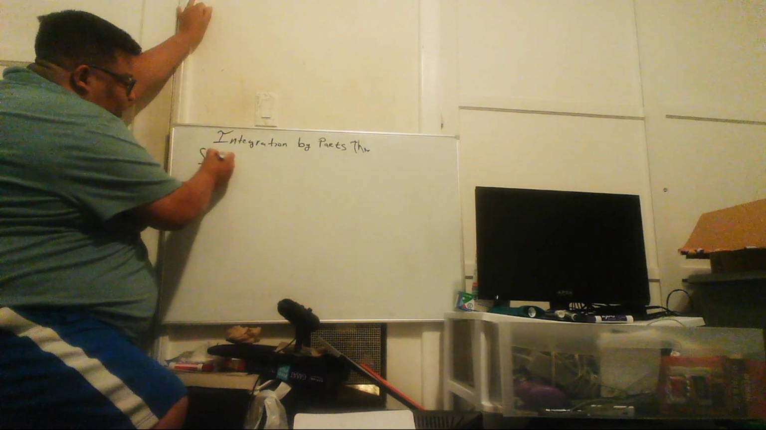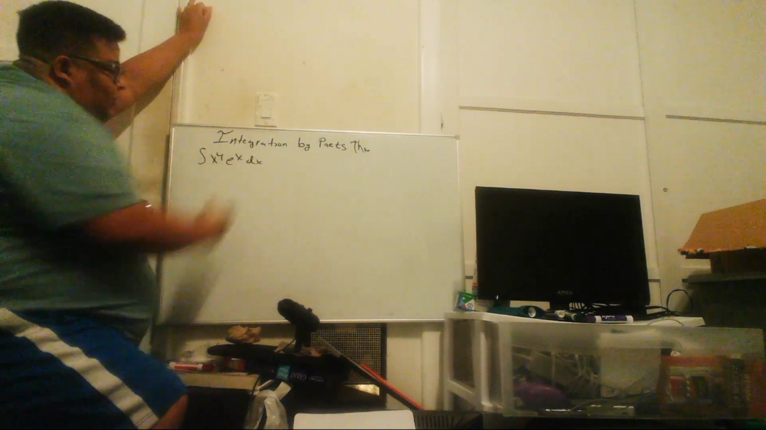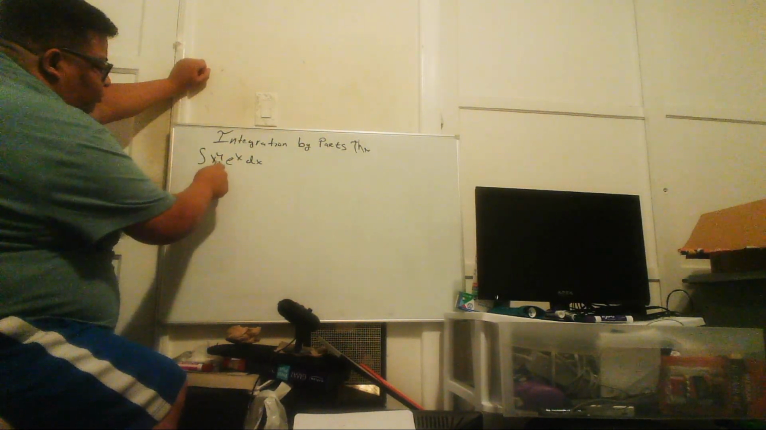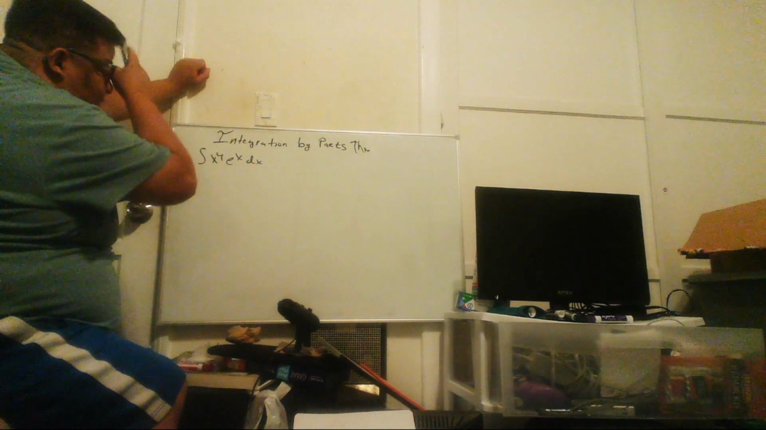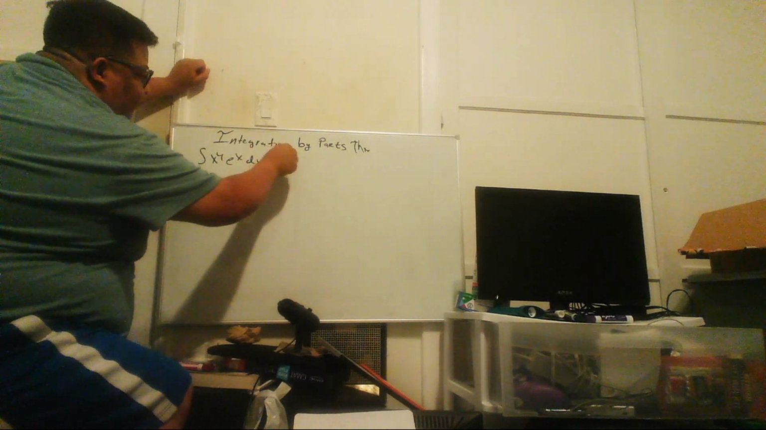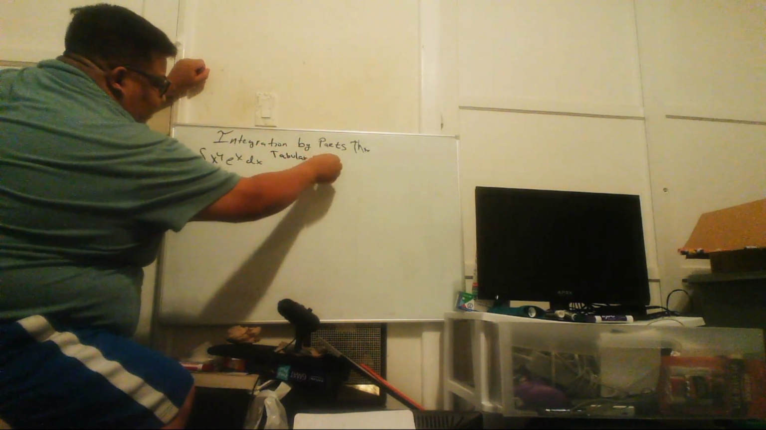We're gonna do the integral of x to the 4 e to the x dx. So when you have an integral of the form x to the power and e to the x, you're gonna use something called integration by parts, but we're gonna use the tabular method.